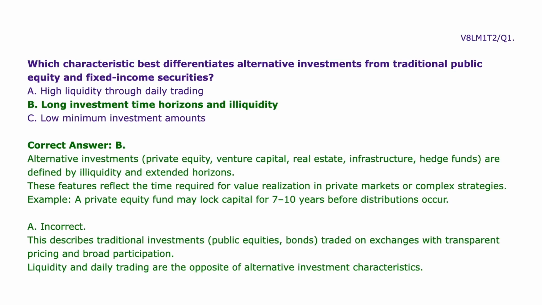Alternative investments usually have longer investment periods, reduced liquidity, and less efficient markets than traditional assets. Traditional investments, such as public stocks and bonds, normally have high liquidity and shorter holding periods. Liquidity and time horizon are key differences. B is correct.